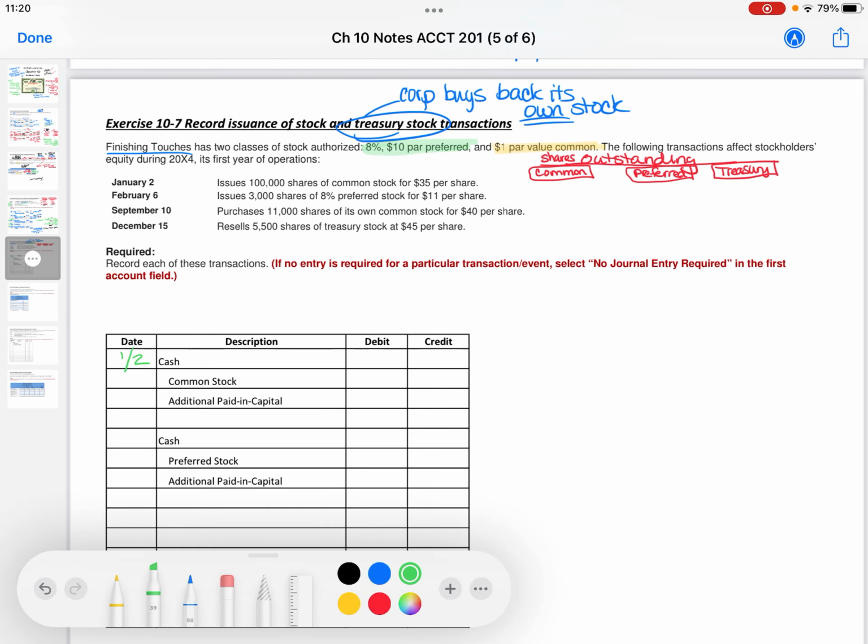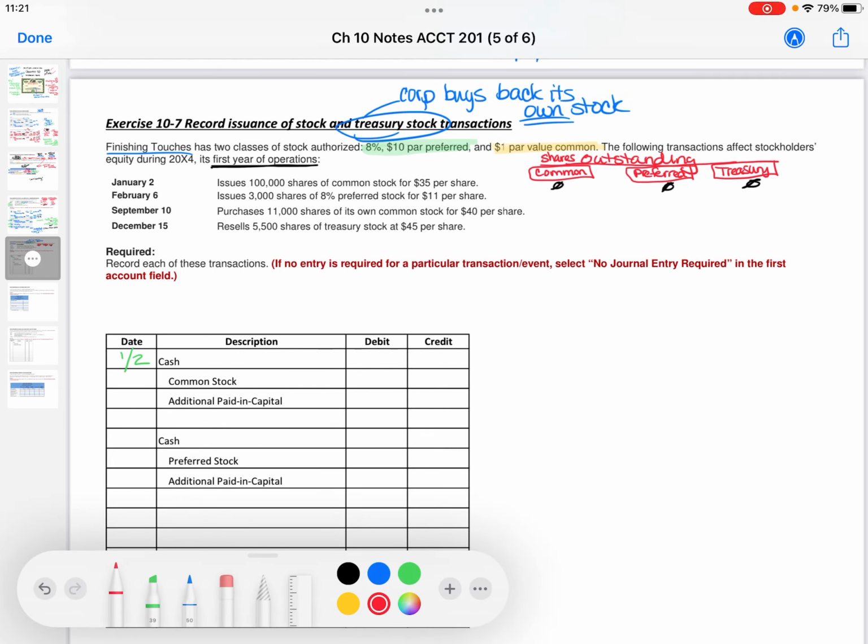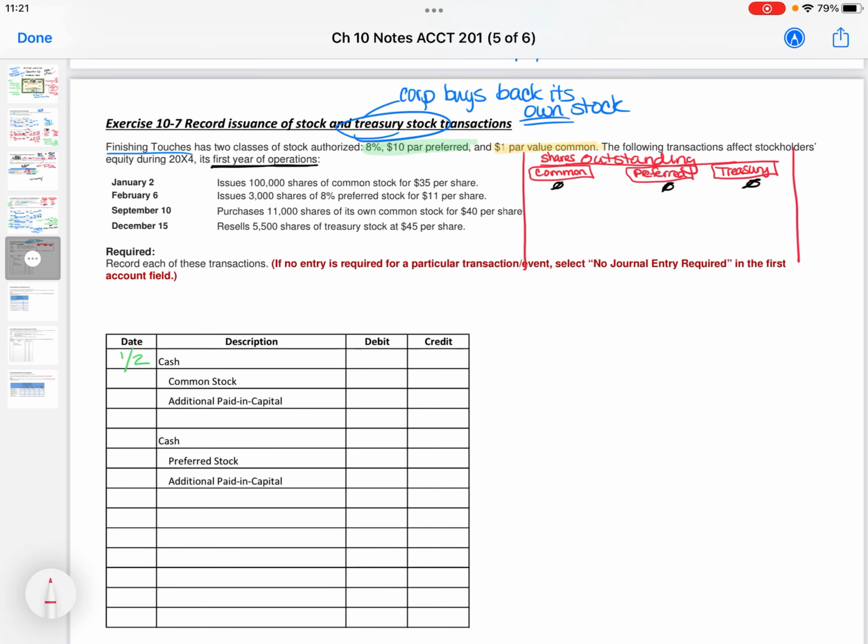Okay, it is my first year of operations, so that's important. Make sure you read over that. First year means I had 0 to start with. So beginning balance is 0 on all of these shares of stock. My first year. Okay, so we're just going to draw a line because I'm not going to be able to line that up right.